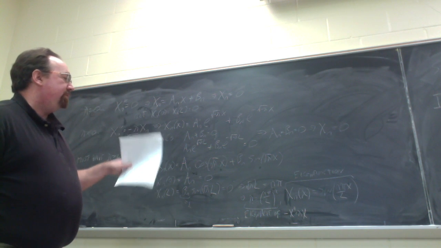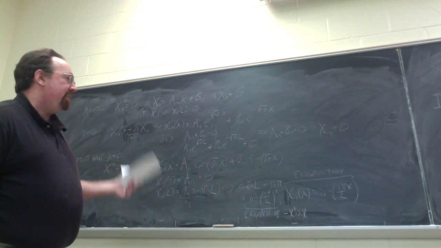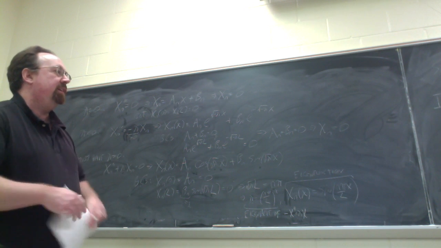So now we've solved for one of our solutions. We have xn of x, and we know what lambda is. So now we can go and solve for the other part, Tn of t.